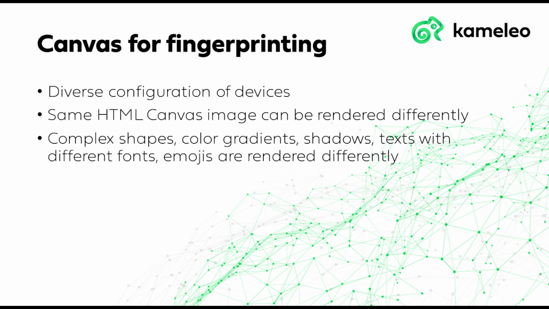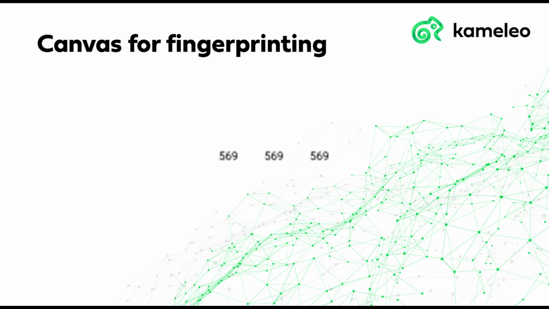Due to the diverse configurations of desktop PCs and mobile devices, the same HTML canvas image can be rendered differently. This is happening because it's not clearly defined how computers should render complex shapes and color gradients. Although the rendered images may appear similar to human eyes, there can be a few differences if we check every pixel one by one.